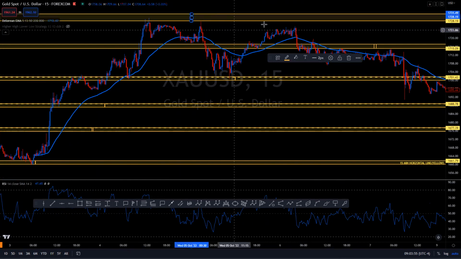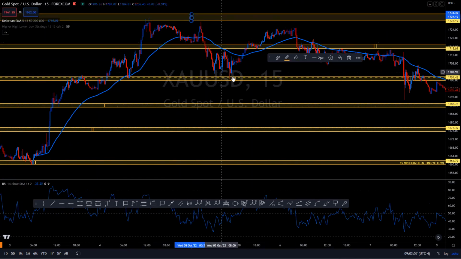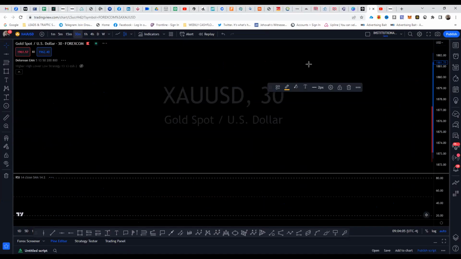And we can see that there was a huge supply here. That's when the price pushed all the way down. You see that the price came up and touched it and just got pushed down in here. So now let's move on to the 30-minute and see where we're at.